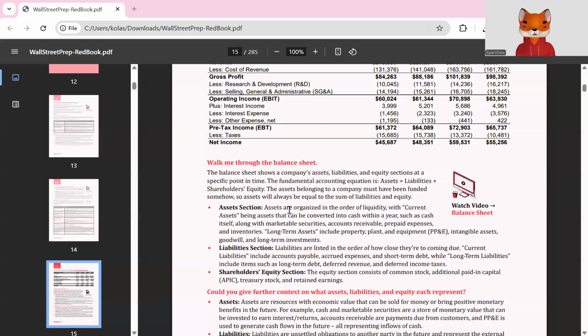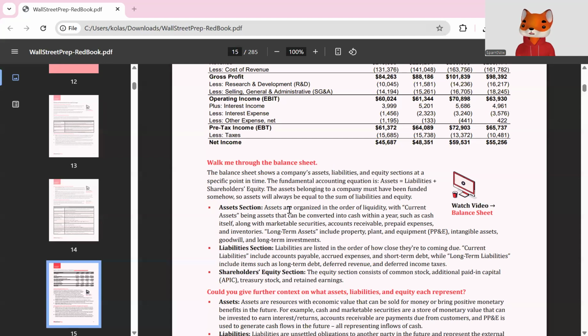Asset section. Assets are organized in order of liquidity, with current assets being the assets that can be converted into cash within a year, such as cash itself, along with marketable securities, accounts receivables, prepaid expenses, and inventories. Long term assets include property, plant, and equipment, intangible assets, goodwill, and long term investments.